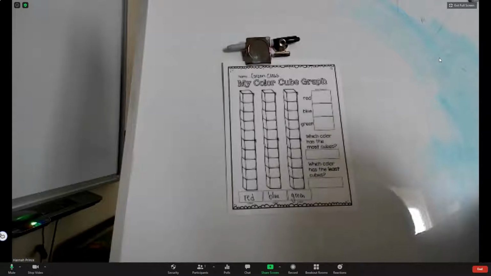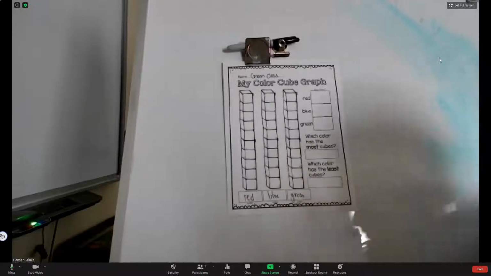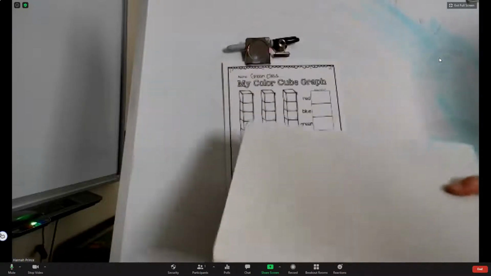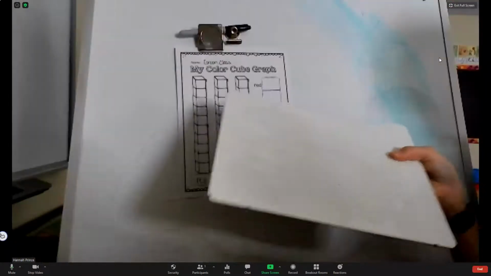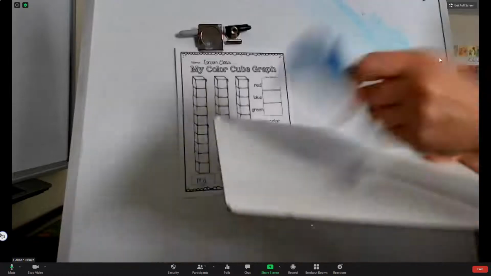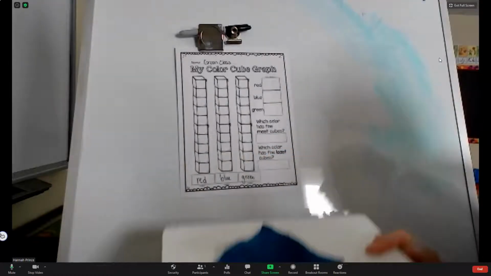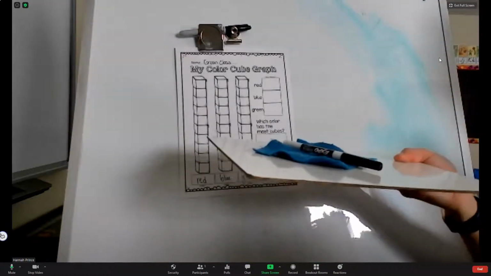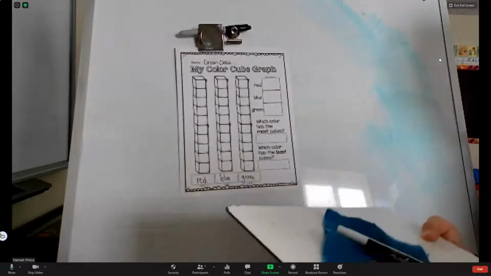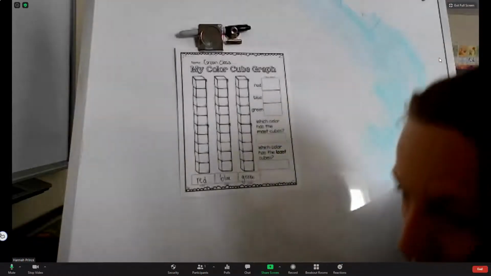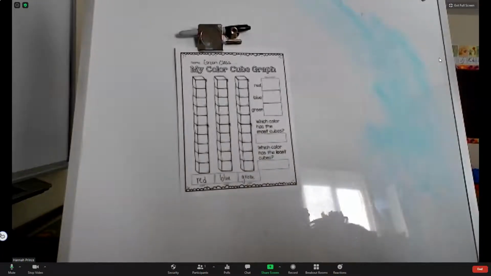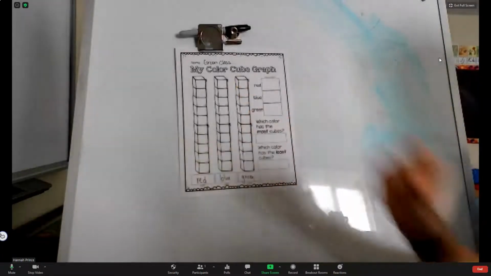My check-in is to make sure that you have all of your supplies. So you need to make sure you have your whiteboard. You need to make sure you have a whiteboard eraser and your marker. So we need to have those every single day during math. Also a pencil.